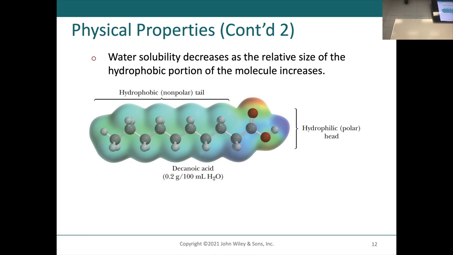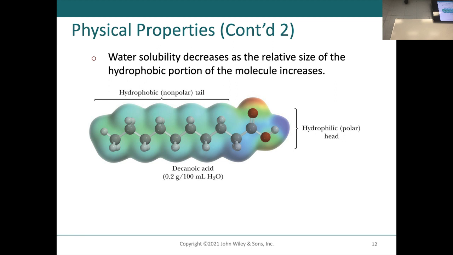But this is how we can use the properties of these fatty acids to our benefit. We can use them to clean our clothes, and we can use them to make cell membranes. Okay? And we do both quite well.